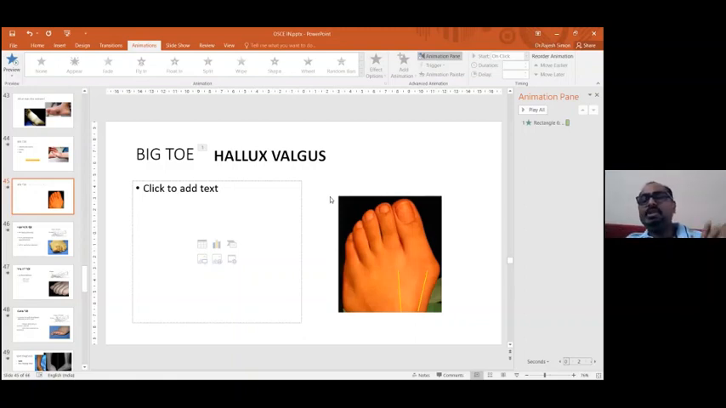Initially, there are no arthritic changes here, so we try to do osteotomies. You have the proximal metatarsal osteotomy, the distal metatarsal osteotomy, and the Akin osteotomy, which is a closing wedge osteotomy of the proximal phalanx. You have the chevron osteotomy, the scarf osteotomy. There are so many types of osteotomy; more than 300 osteotomies are described. So I'm not going into it, but the basic thing is proximal osteotomy, distal metatarsal osteotomy, and Akin osteotomy. These are the three things you should remember.